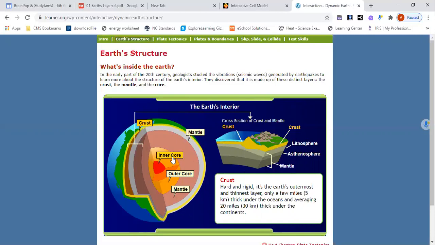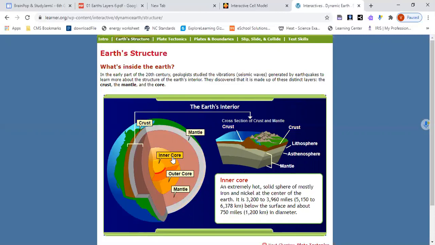If I click inner core and I want to know more about inner core, it shows you things in the inner core, both inner core and outer core. And then it says extremely hot, solid sphere of mostly iron and nickel. So inner core is always iron and nickel at the center of the earth. Okay, it is around 3,200 miles to 3,960 miles, which is otherwise about 5,000 kilometers, or about 6,000 kilometers below the surface, and about 750 miles in diameter. So it is easier to learn this way when you have an interactive thing.